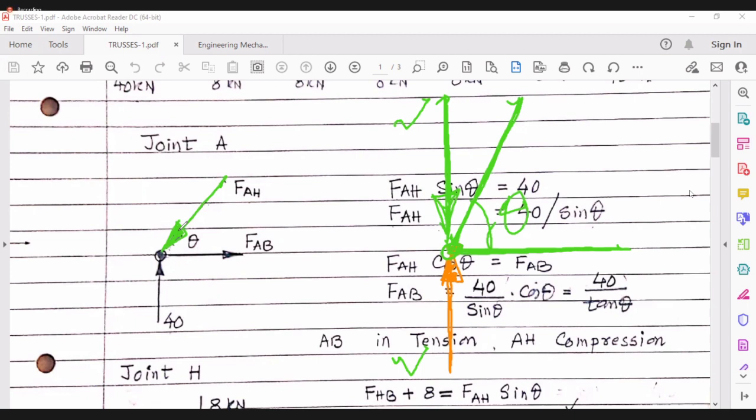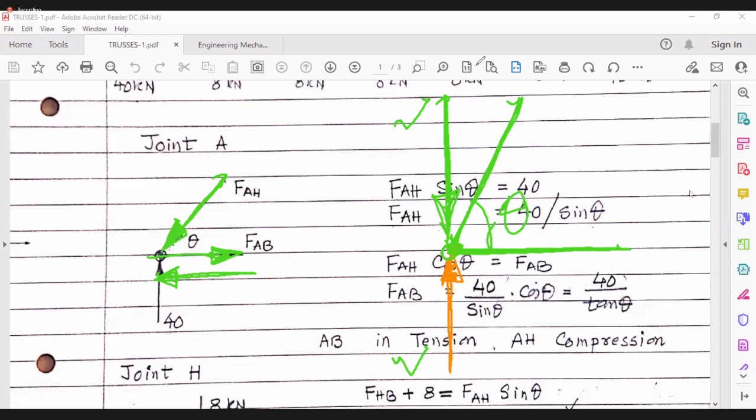Anybody wanting to comment further? Why am I taking AH downward? Okay. Now one more thing. AH is downward, so it will give a component in this direction, a horizontal component. So FAB has to be like this. Am I right?